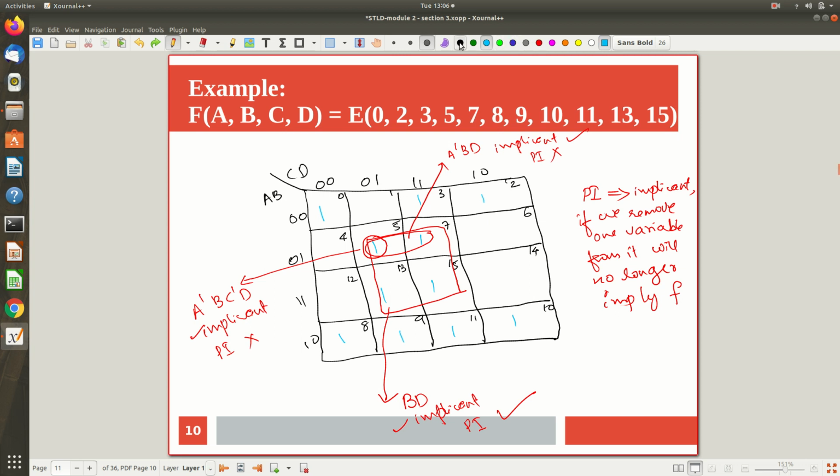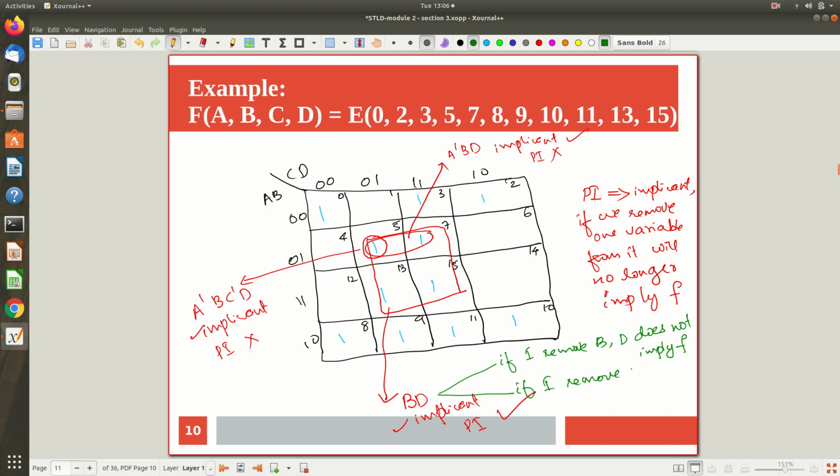From BD, very important, if I remove B, D is not an implicant. D does not imply f. Or if I remove D, B does not imply f. So if I remove B, what remains is D, and that D is not going to imply f. That is my requirement. Also, if I remove the other one, it should hold the same. That has to be true for any variable.